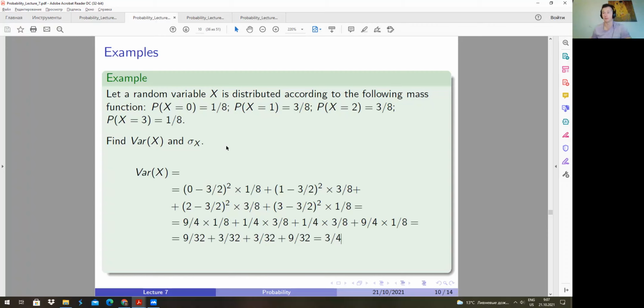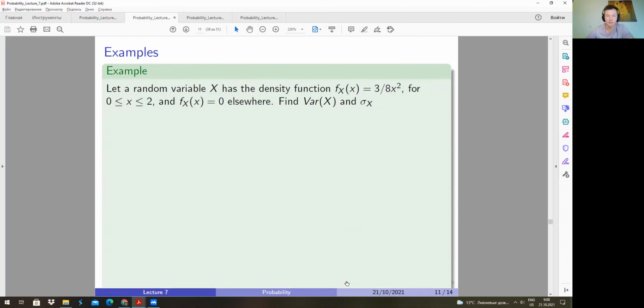Now I have two numbers that characterize the distribution of this random variable. The first number is the expected value, 3/2. The second value is the variance, 3/4. And the standard deviation is the square root of 3/4, which I think you can calculate, but I didn't. I just left it like this.